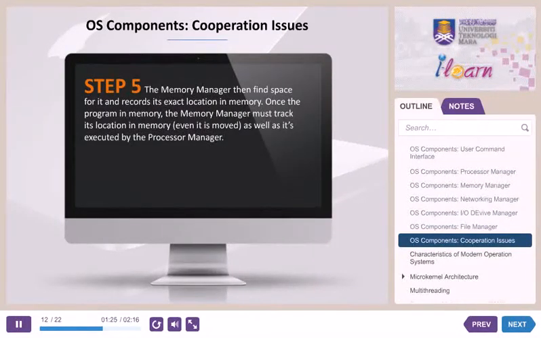Step 5. The memory manager then finds space for it and records its exact location in memory. Once the program is in memory, the memory manager must track its location in memory, even if it is moved, as well as while it's executed by the processor manager.